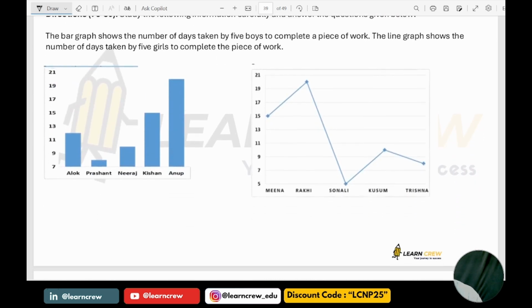76 to 80. The bar graph shows the number of days taken by 5 boys to complete the work: Alok, Prashant, Neeraj, Kishan and Anup. The line graph shows the number of days taken by 5 girls to complete the work. Here the days are given. For example, Alok takes 12 days, Prashant takes 8 days. Like that you have days.